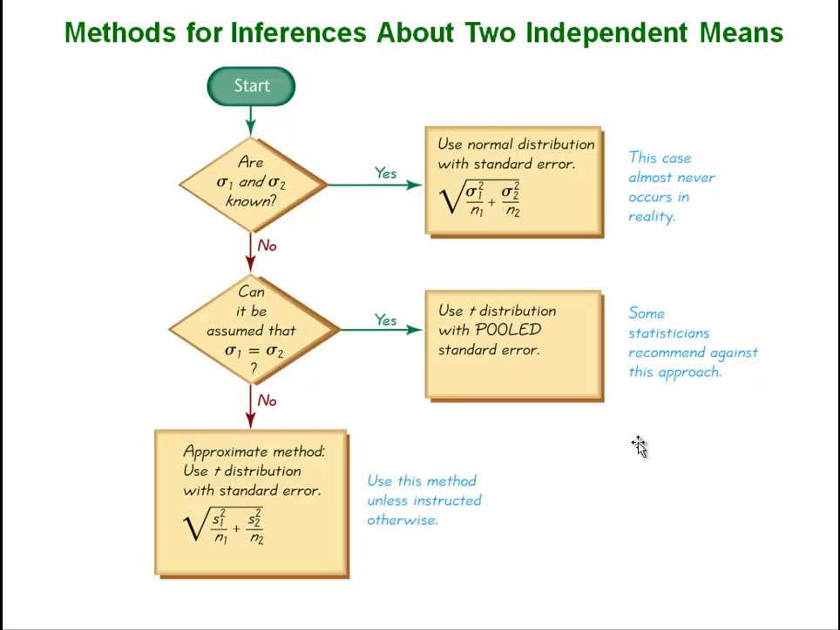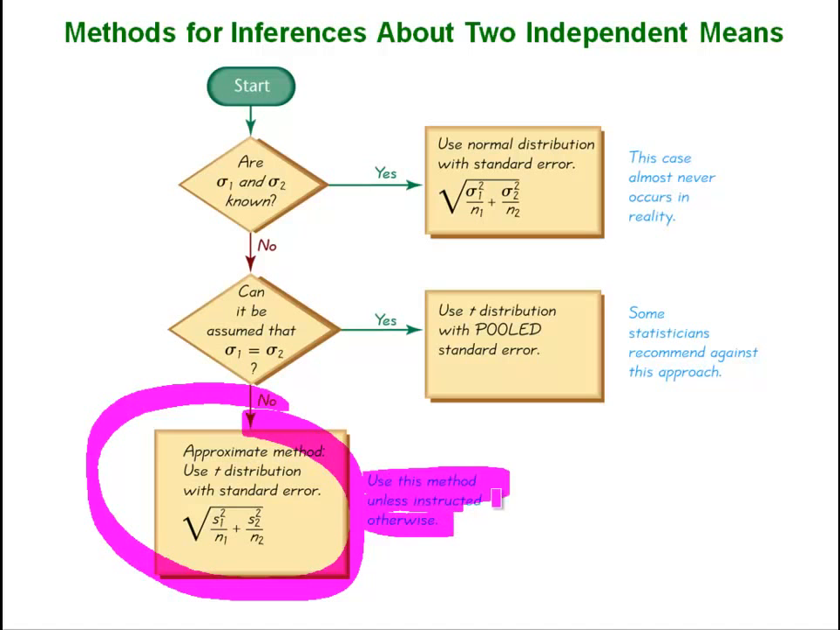And then here's our decision tree, right? If we know what sigma 1 and sigma 2 are, i.e. we know the standard deviations of our populations, we use the normal distribution, the z curve, with that standard deviation formula. If we don't, and we can assume they're the same, then we use the pooled method. And if we don't know what they are and we don't assume they're the same, then we're down here with the method that is usually used most often, right? This is the method that we almost always use. Okay, pretty simple formulas. Let's see how we can do it with technology.